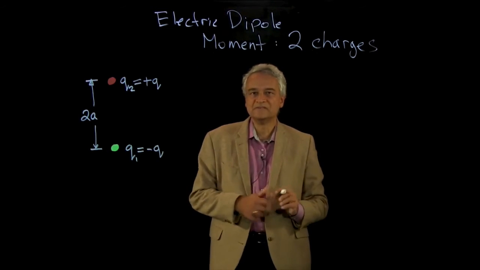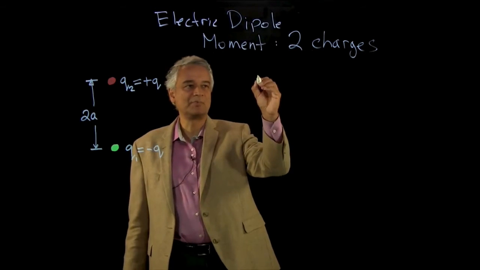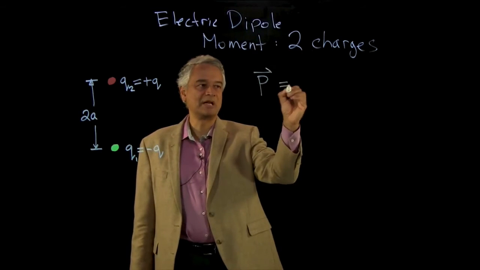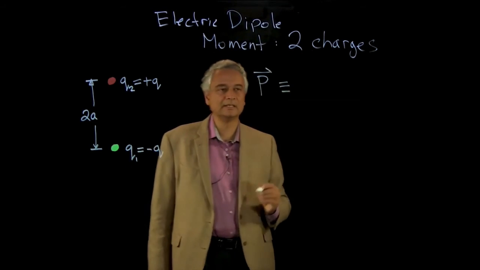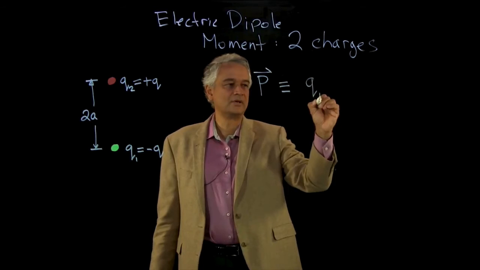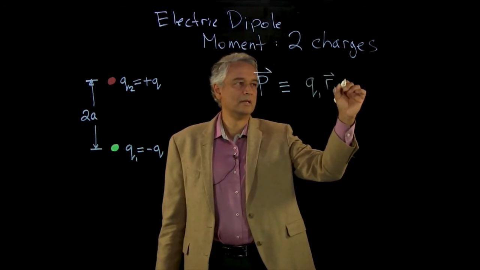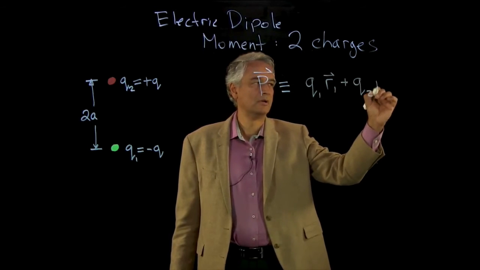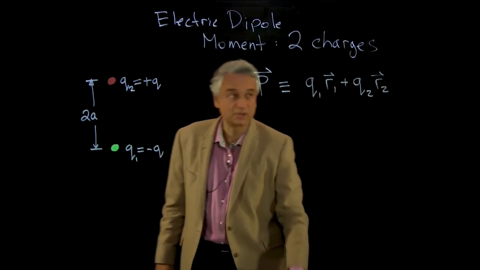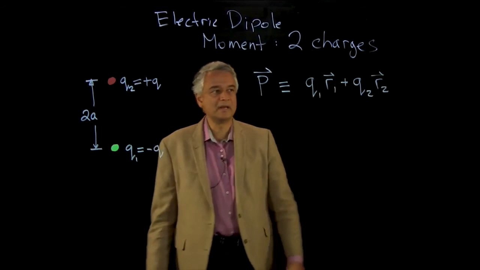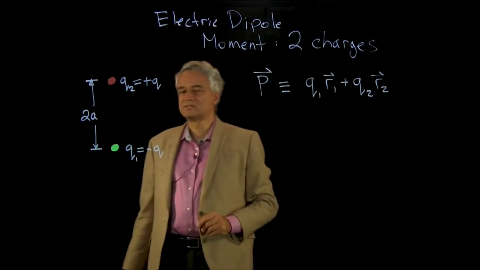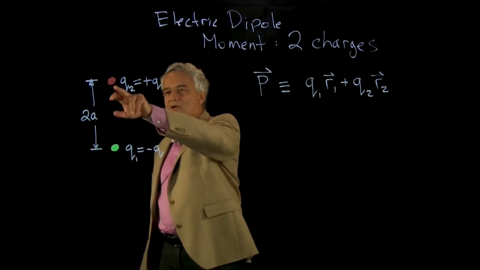And we can now define the electric dipole moment, which is represented by a vector p. So this is the electric dipole moment. And its definition is, for a case like this with only two charges, simply Q1 R1 plus Q2 R2, where Q1 and Q2 are the two charges. I've already told you what those are. But now, what are R1 vector and R2 vector? R1 vector and R2 vector are vectors from the origin to charge 1, from the origin to charge 2.